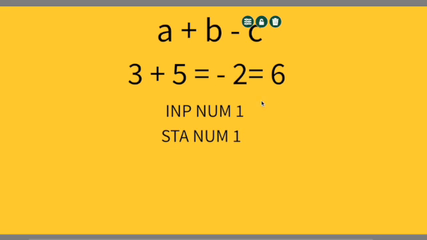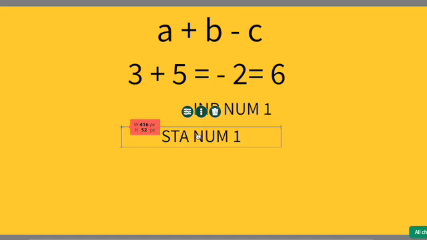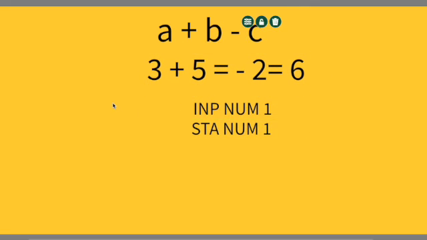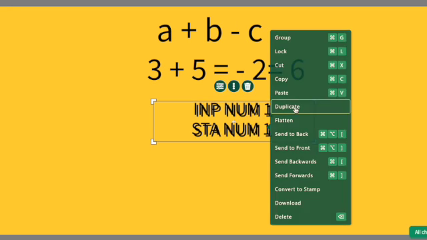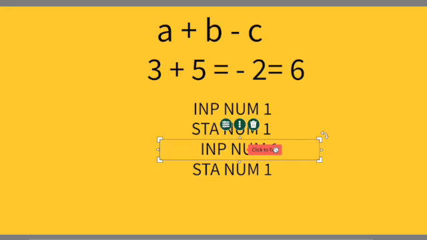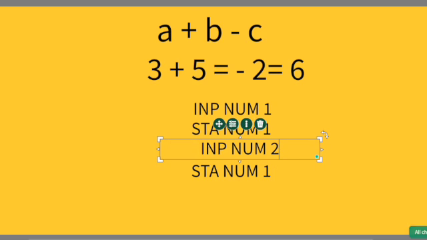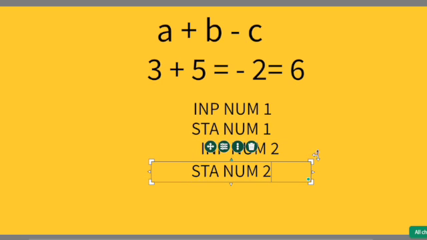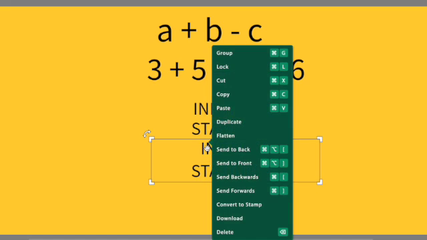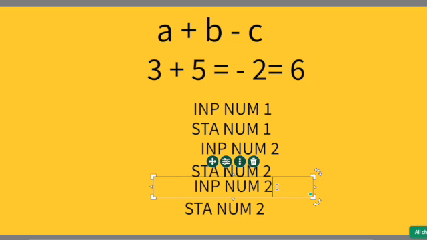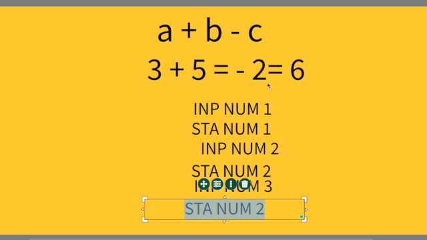Okay, and then of course since we've got 2 more numbers, they also need to be input by the user and stored. So we can just duplicate this part. And we can input num2 and store num2. So now we've input 3, stored it, we've input 5 and stored it, and we can just duplicate this again for num3, which is going to be minus 2.